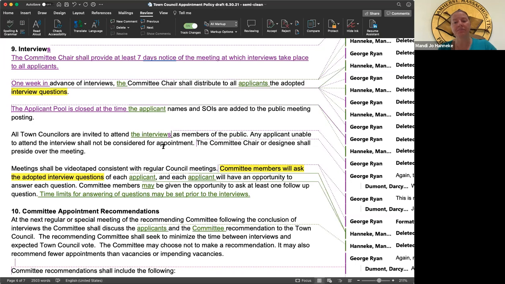Right. I would leave it in. I think if we're going to say interviews, you need to be there. And with what was done with ZBA, the council has the ability to waive that. It does take away some of the authority or power of the committee. But in this case, the argument is that's okay.